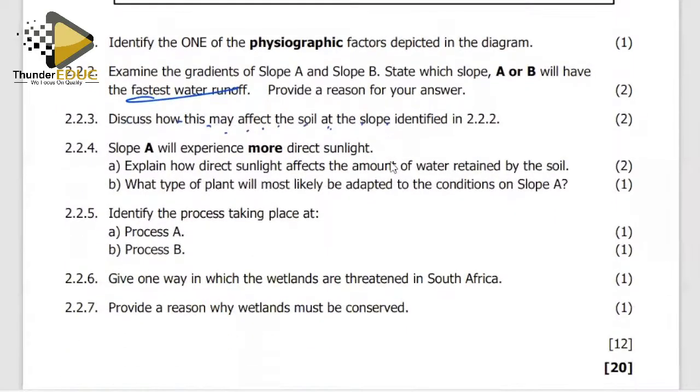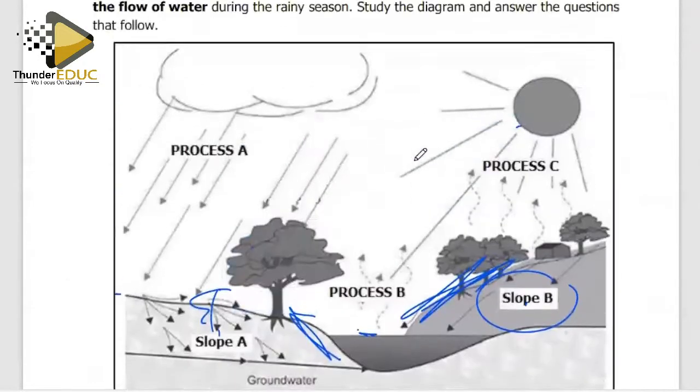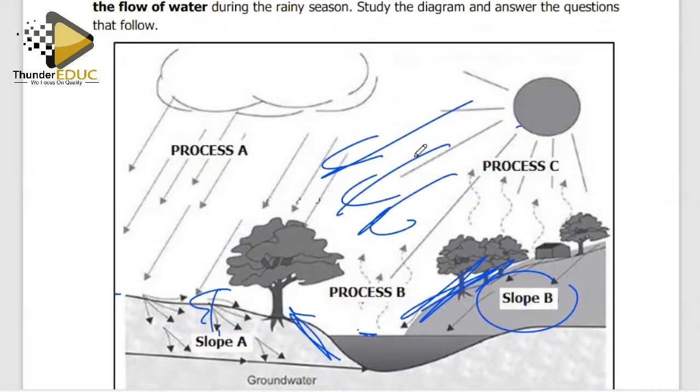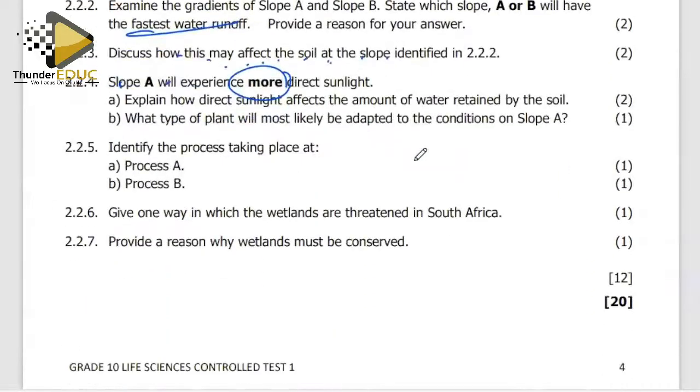Okay, they're saying explain how the direct sunlight... Slope A will experience more light, isn't it? Yes, because it's facing the sun. It's the sun facing slope. Explain how the direct sunlight affects the amount of water retained by the soil. So the direct amount of sunlight will... basically, if you look at it, they're saying affect.